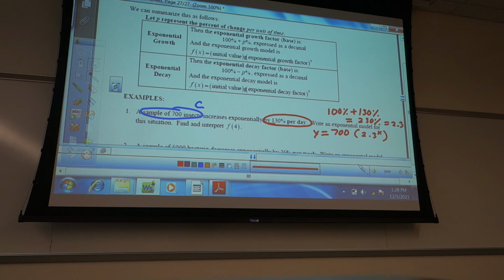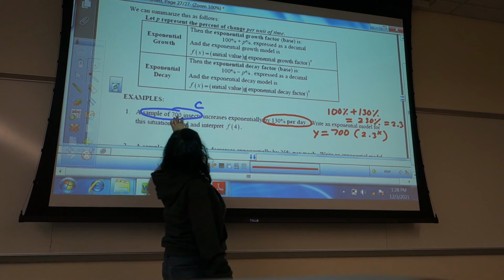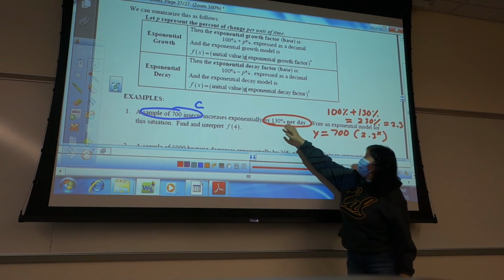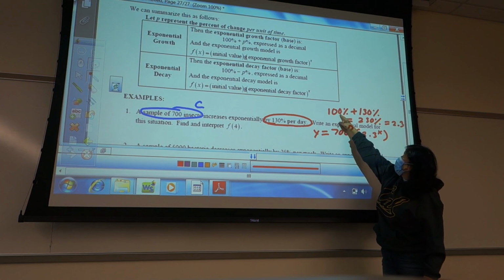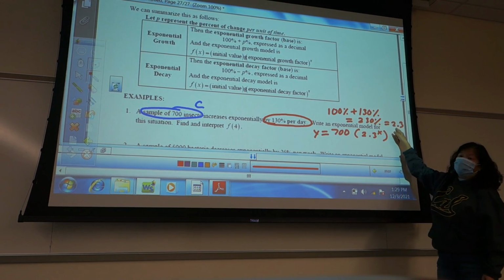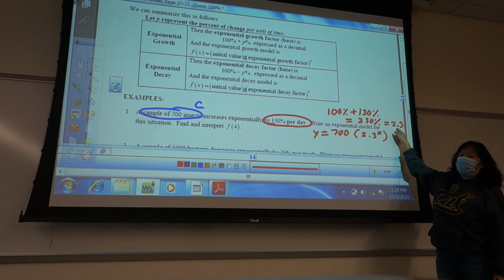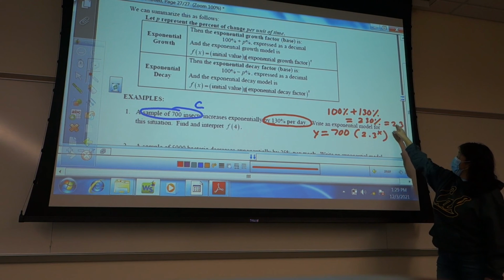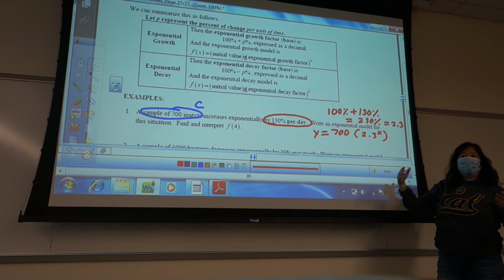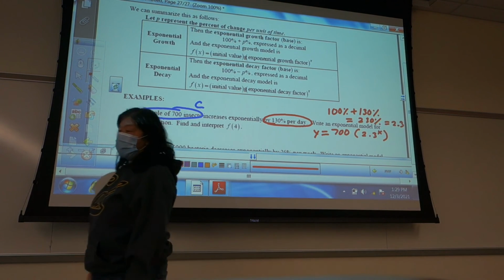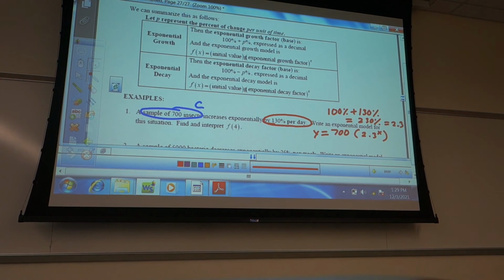Does that make sense for folks? Where those came from? That's my initial amount. I increase by 130%. That's my rate of increase. So I have 100%. I increase 130%, add 230%, which is 2.3. That's my growth factor. My initial amount, C, times my growth factor to the x power. Done. Okay, we'll finish this one up next class. But I want to at least give you an initial part about that.